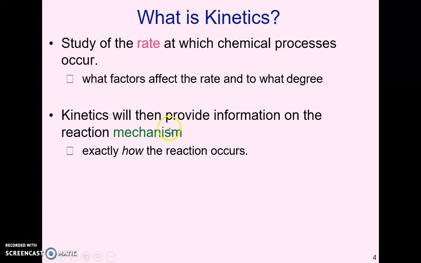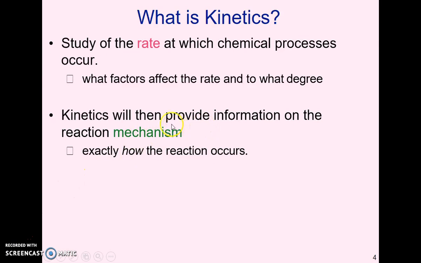You can think of mechanism as the steps that need to occur for the reaction to occur. What bonds need to be broken, what bonds need to be formed, and the order in which they happen. Which bonds need to break, which bonds need to form, and the order in which they happen is the mechanism. So those are the two main things kinetics studies: the rate, and the factors that affect the rate, and then the mechanism of the reaction, which is how the reaction occurs, or the steps in the reaction.